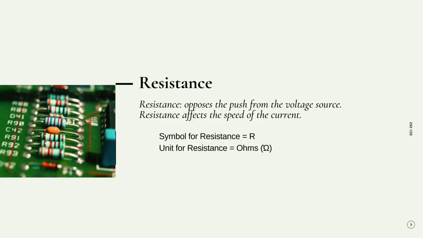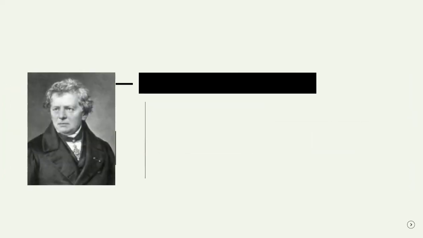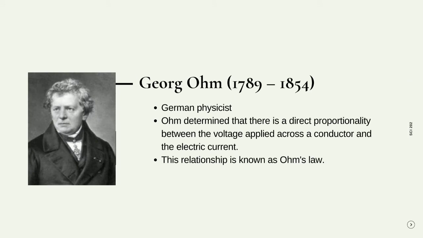Resistance opposes the push from the voltage source. It also affects the speed of the current. Symbol for resistance is capital letter R and the unit for resistance is ohms. Unit for resistance is named after Georg Ohm. He is a German physicist.